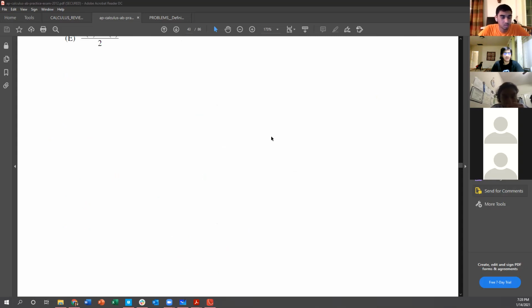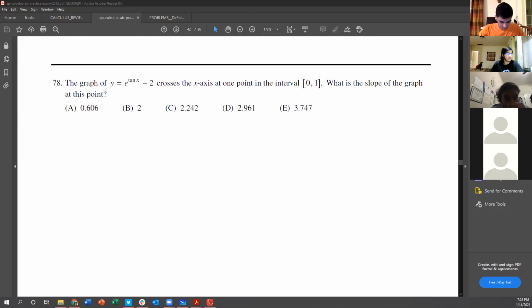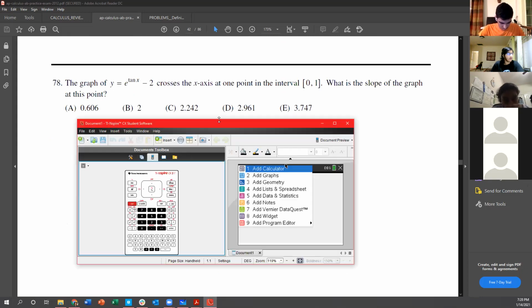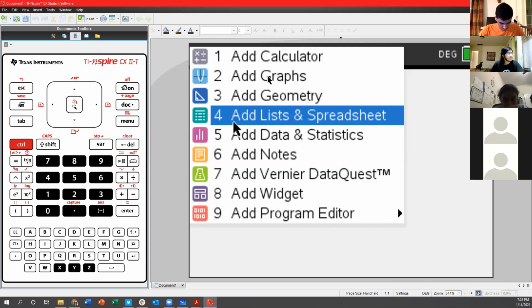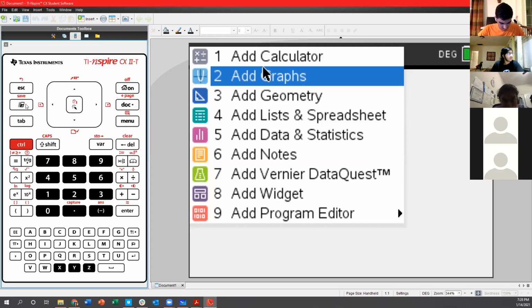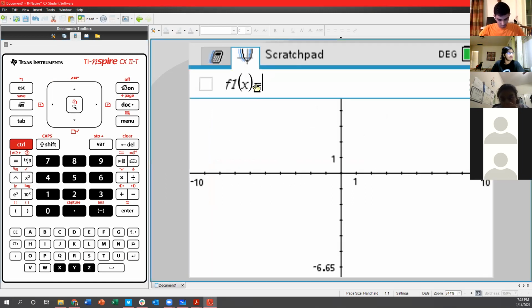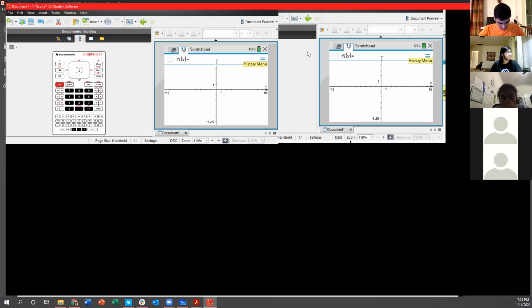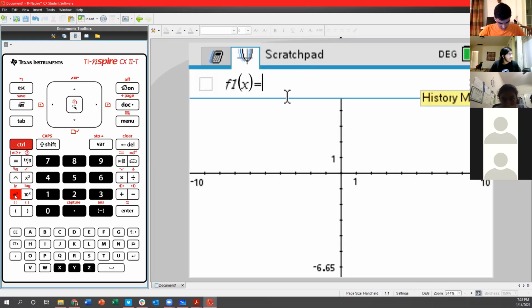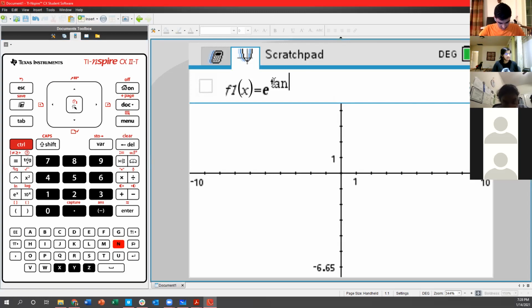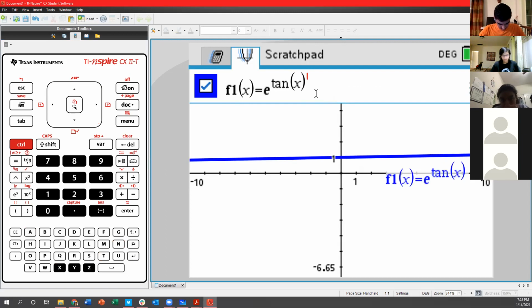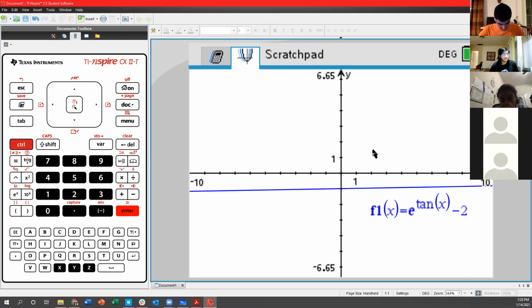I'm gonna do this real quick. My calculator loaded right now, so I'm gonna show how to do that previous problem if you have the CX calculator. What you want to do is go to calculator, then go to the graph. The function was e to the tan x minus 2. So we're gonna do e to the tangent of x, minus 2.